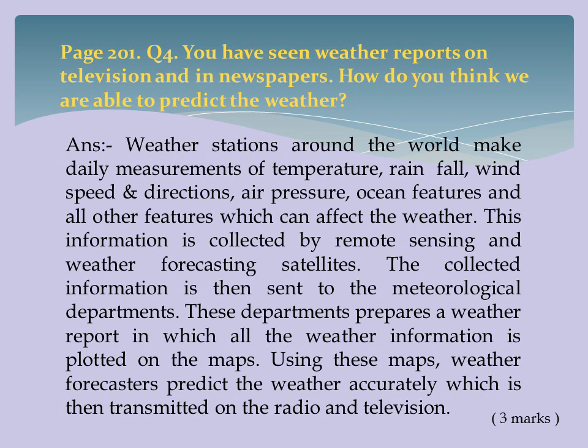Page number 201, question number 4. You have seen weather reports on television and newspapers. How do you think we are able to predict the weather? Answer: weather stations around the world make daily measurements of temperature, rainfall, wind speed and direction, air pressure, ocean features, and all other features which can affect the weather. This information is collected by remote sensing and weather forecasting satellites. The collected information is then sent to the meteorological department. These departments prepare a weather report in which all the weather information is plotted on maps. Using these maps, weather forecasters predict the weather accurately, which is then transmitted on the radio and television.